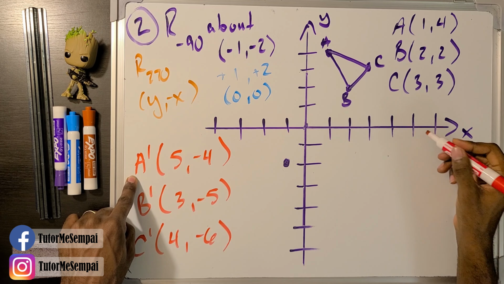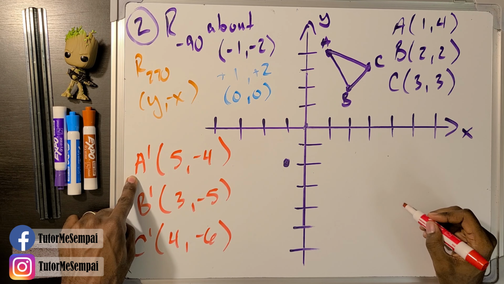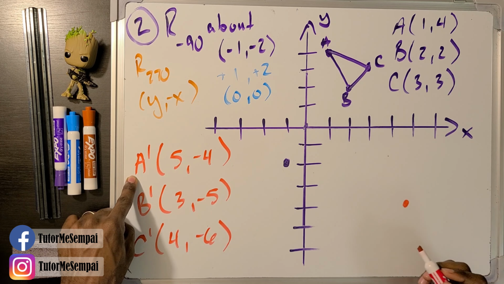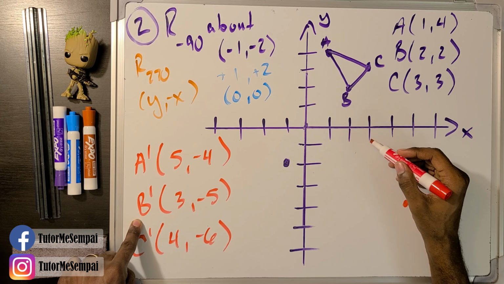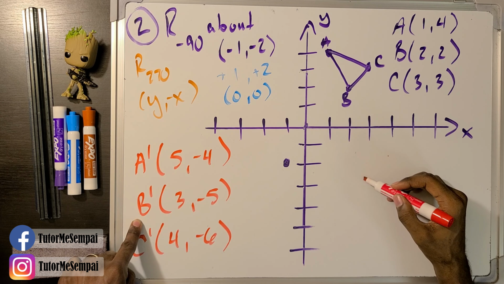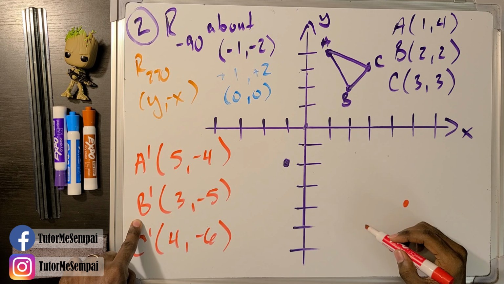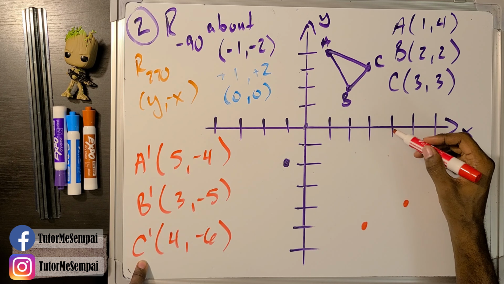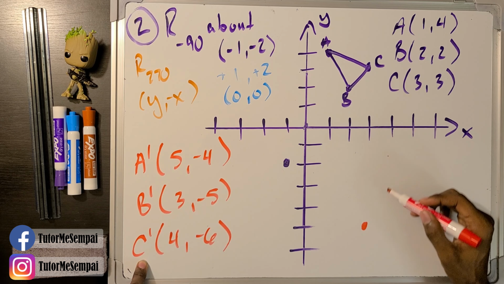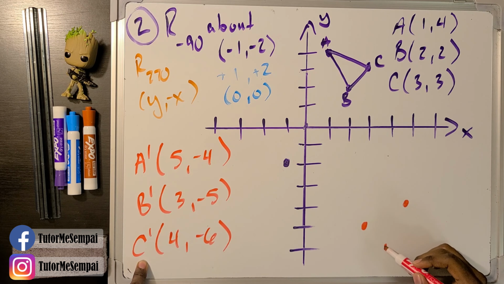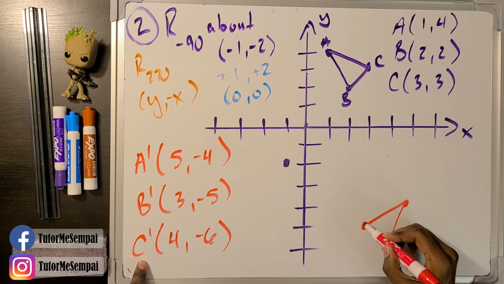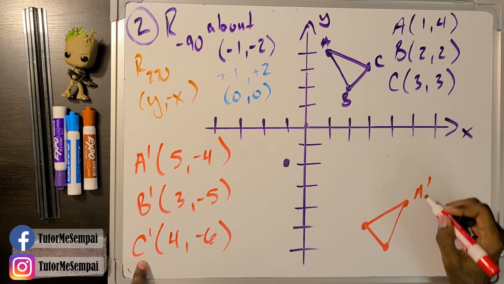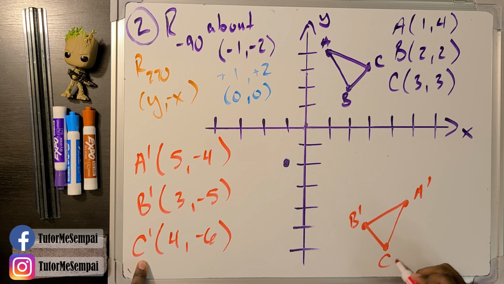So a prime is 5, -4. So right in here somewhere. B prime is going to be 3, -5. So there's going to be 1, 2, 3, 4, 5. So down here. And C prime is going to be 4, -6. So this is going to be all the way down here. And then we're going to connect these dots. This was our A prime, B prime, and C prime.